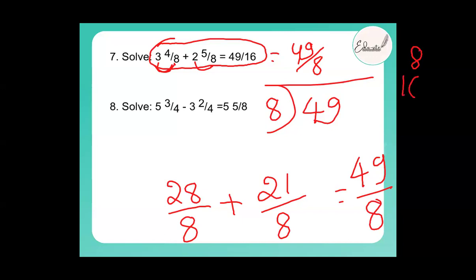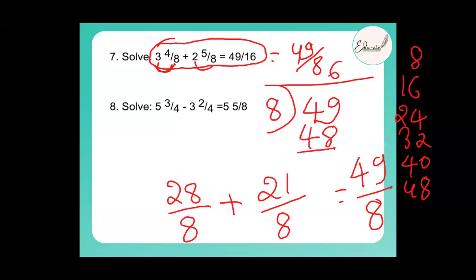8 1 times is 8, 8 2 times is 16, 8 3 times is 24, 8 4 times is 32, 8 5 times is 40, 8 6 times is 48. What is closer to 49? 8 6 times is 48. What is the remainder, Anis? Is it not 1? 1 is remaining, right? So what will you write now, Anis?